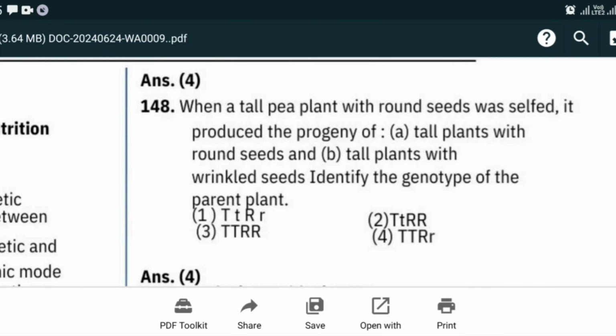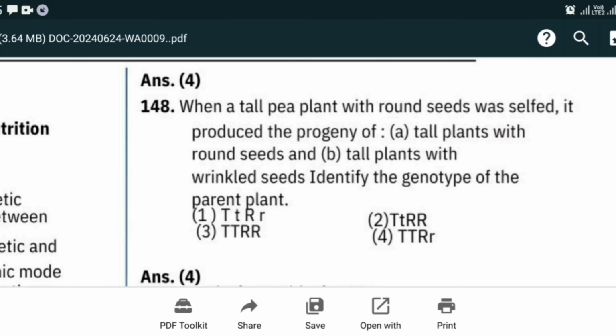So let us consider capital T and capital R as the condition they have asked, tall plant and round seeds. But let us see about the progeny. Tall plants with round seeds means capital T, capital R. That is correct. Then B, tall plants, that is capital T, and wrinkled seeds they are telling. Wrinkled seeds means small r. So here in the B condition, along with the tall plant, there is another condition that appeared, that is wrinkled seeds. So what will be the genotype of the parent?